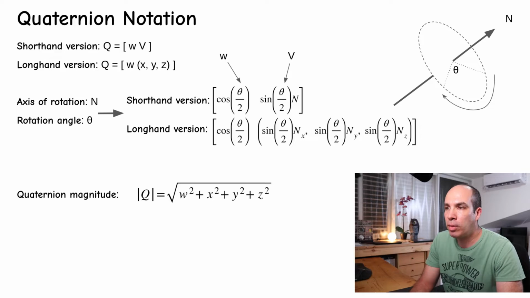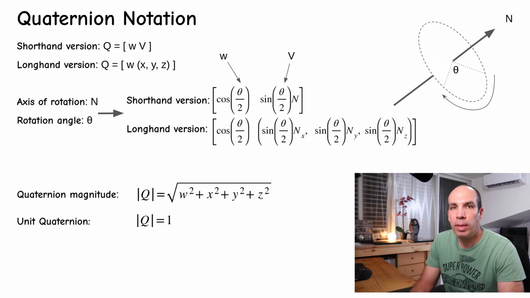and we calculate the magnitude or the length of the quaternion in a similar fashion to any other vector, by summing up the power of 2 of the w, x, y, and z components, and then applying a square root on the result. Same as in vector magnitude, when the length of a quaternion is 1, we call it a unit quaternion. From now on, that's the only type of quaternions that we are going to use.